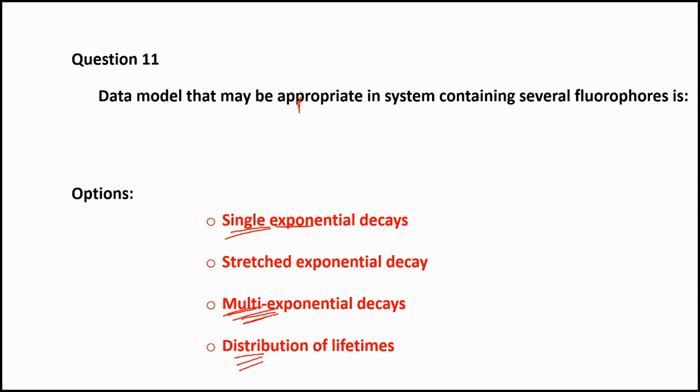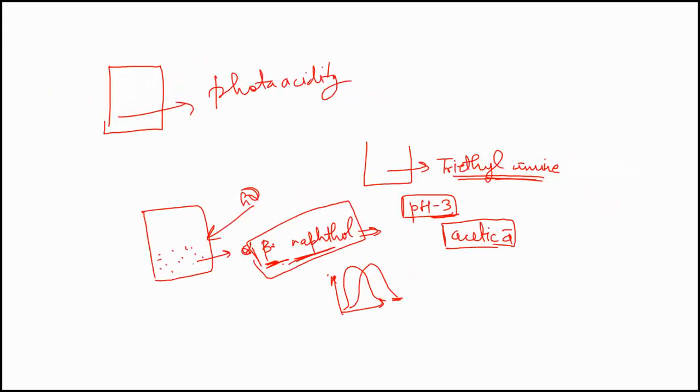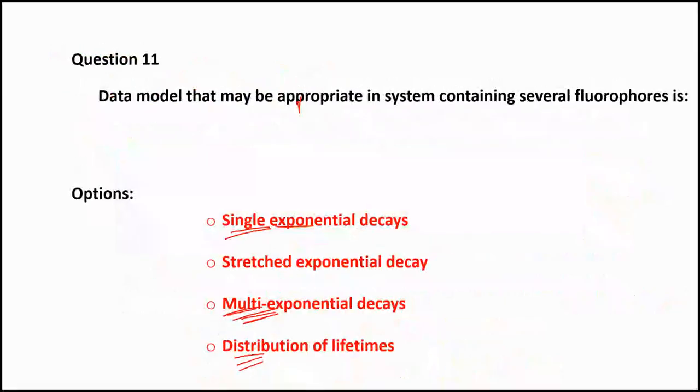For that, the intensity is given as, here I'll write it, equals the summation of alpha of different lifetimes, that is the distribution of lifetimes, times e to the power minus t by tau. So this is the expression for the distribution of lifetimes. And if you want to determine an appropriate model, these two, multi-exponential and distribution of lifetime, will be the right options.